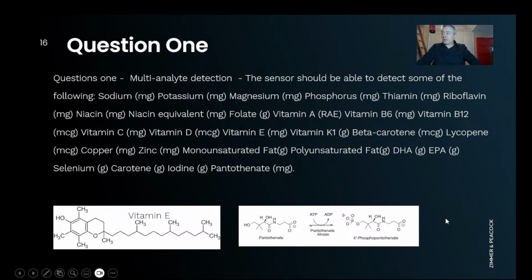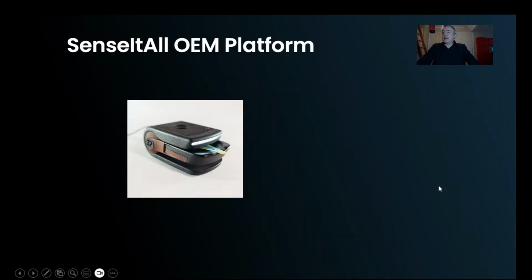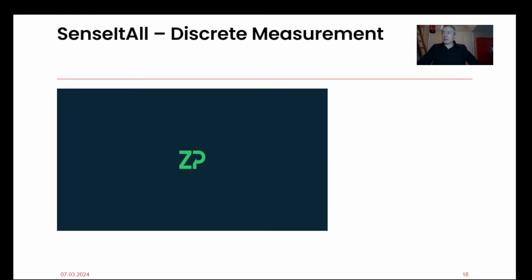I must admit I haven't answered the monounsaturated and polyunsaturated fats question here, but I think there are at least cholesterol sensors out there that are electrochemical in nature. If we were doing this, we would probably do it on the Sensi-All platform. And I'll talk about the philosophy of that Sensi-All platform now.